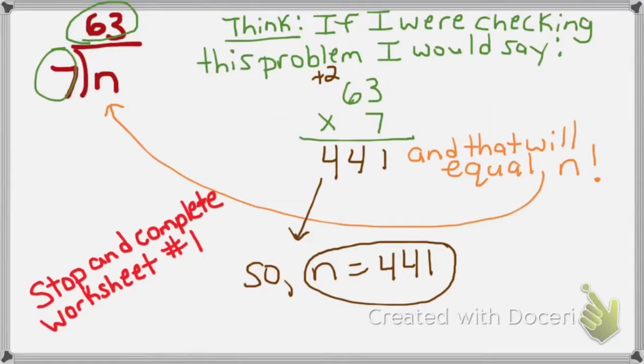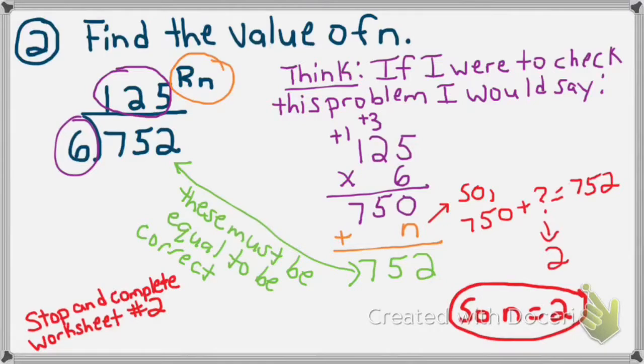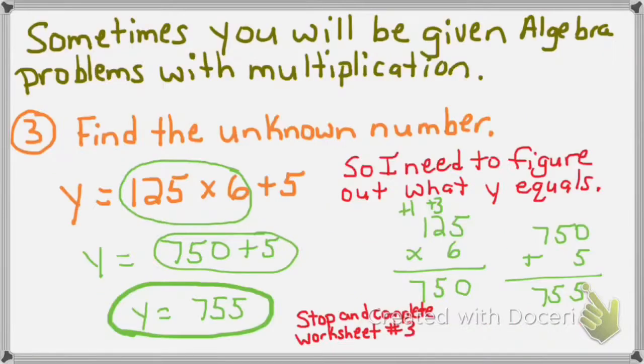So in this case, I did my check, 63 times 7, and whatever that equaled to, since there was no remainder to add on, should be the number inside the box or the dividend. And since n is the dividend, n would equal 441. In problem number 2, I needed to find the value of n, and that was my remainder. So again, I went through my steps for my check. 125 times 6 equaled 750. I know I have to add my remainder, and that final answer should be my dividend, which is 752. So I had to say 750 plus what is 752? It's 2. So n equals 2.